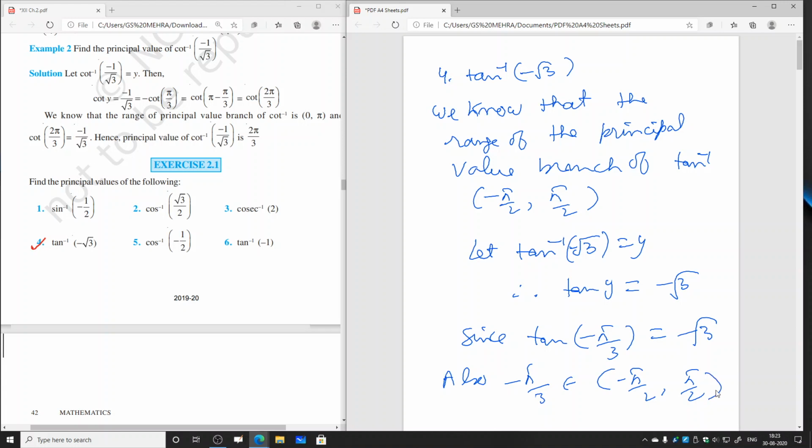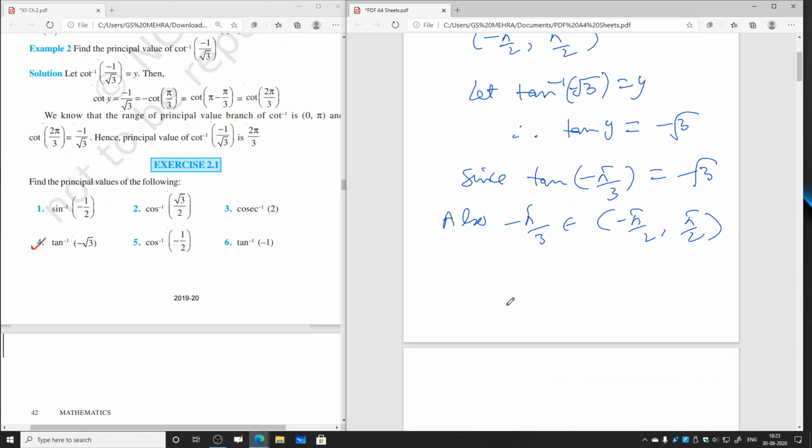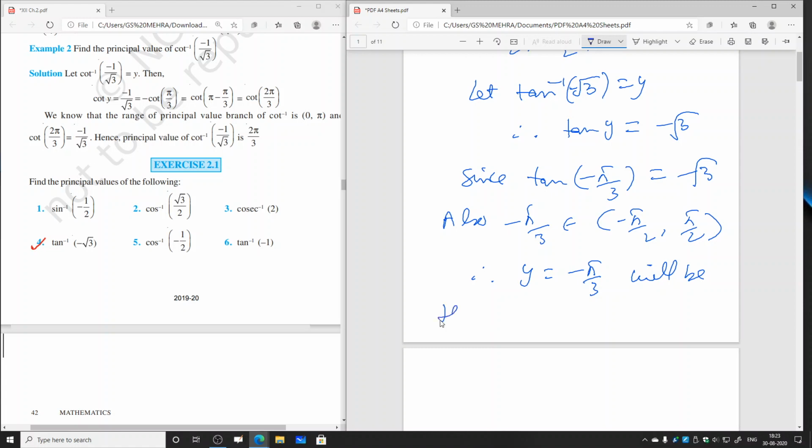So we can say that therefore y equal to minus pi by 3 will be the required principal value. So, this is our fourth one.